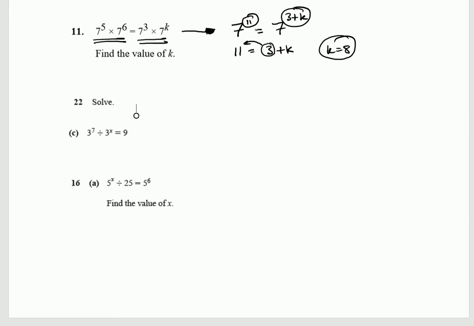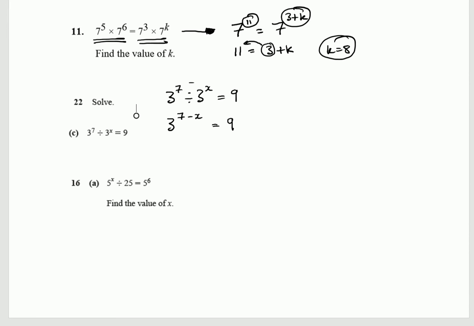I'm being asked to solve 3 to the power of 7 divided by 3 to the power of x equals 9. This one is really a little bit trickier than the last one. First of all, I can use my laws of indices over here and say this is 3 to the power of 7 minus x. If I divide the 3's, I subtract their powers. And that has to equal 9.